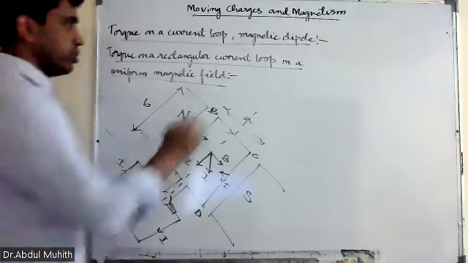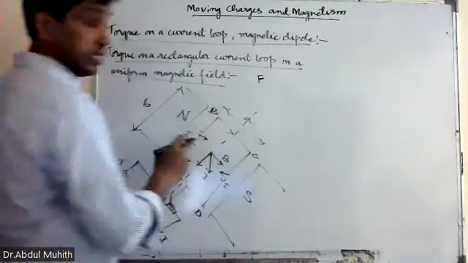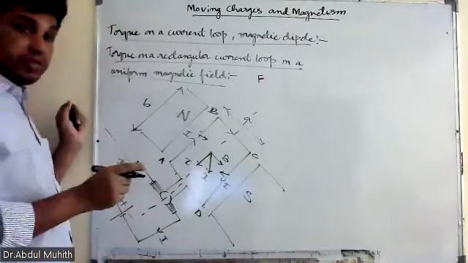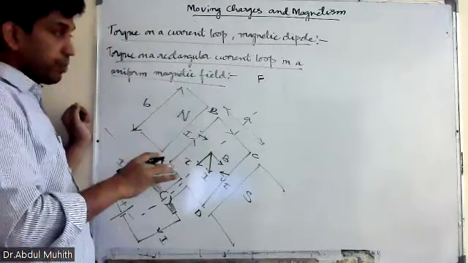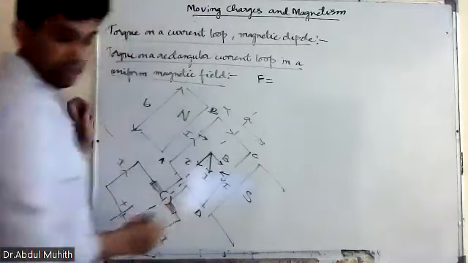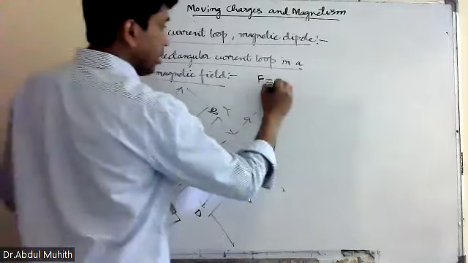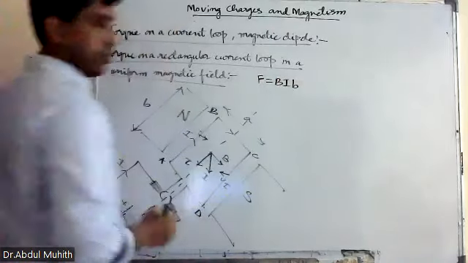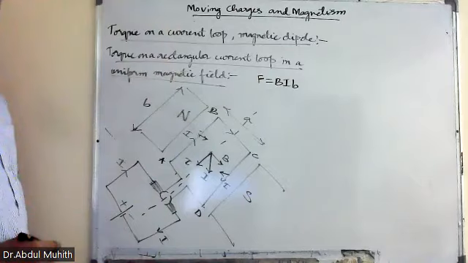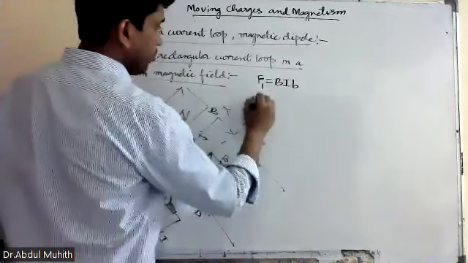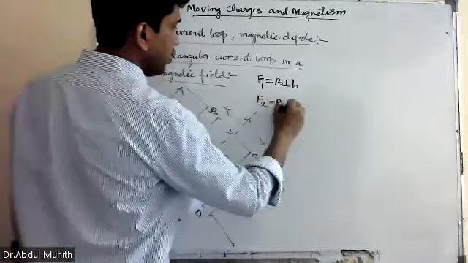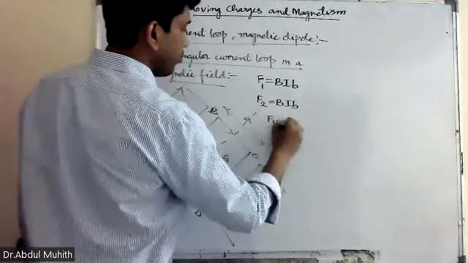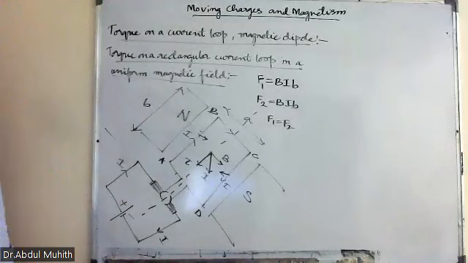The force experienced is F equal to B I L sin theta, where theta is 90 degrees, since the angle between the current and the magnetic field is 90 degrees, perpendicular. So the formula becomes B I L, where L is the length b. So the force on the first arm is F1 equals B I b. The force on the second arm is again F2 equals B I b. So F1 is equal to F2. The forces are equal but in opposite directions. Now the net force on the loop is 0. Clear? So there is a torque on the loop due to the pair of forces.